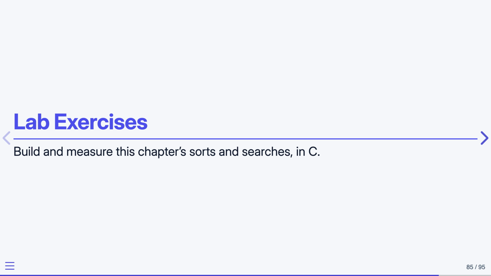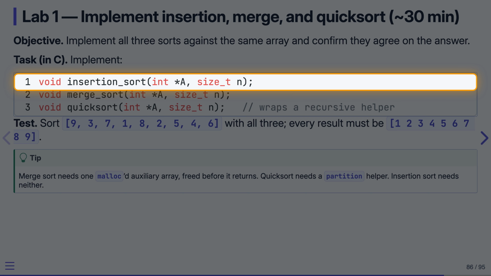Now it is your turn. Let's build and measure this chapter's sorts and searches in C. For Lab 1, your job is to implement 3 sorts and confirm they agree.